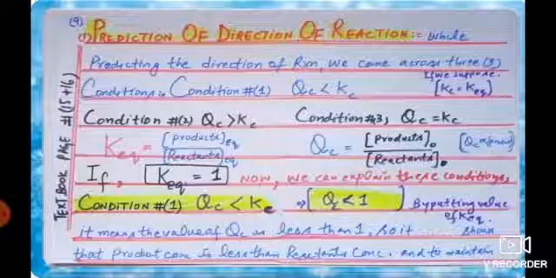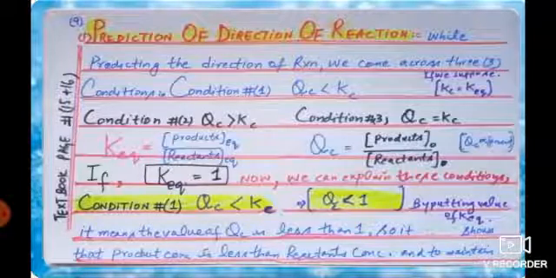But actually here we have supposed that Kc is equal to K equilibrium. As I have told you in the definition, Kc is actually the ratio between the equilibrium concentration of product and reactant. So I will write Kc is equal to K equilibrium.